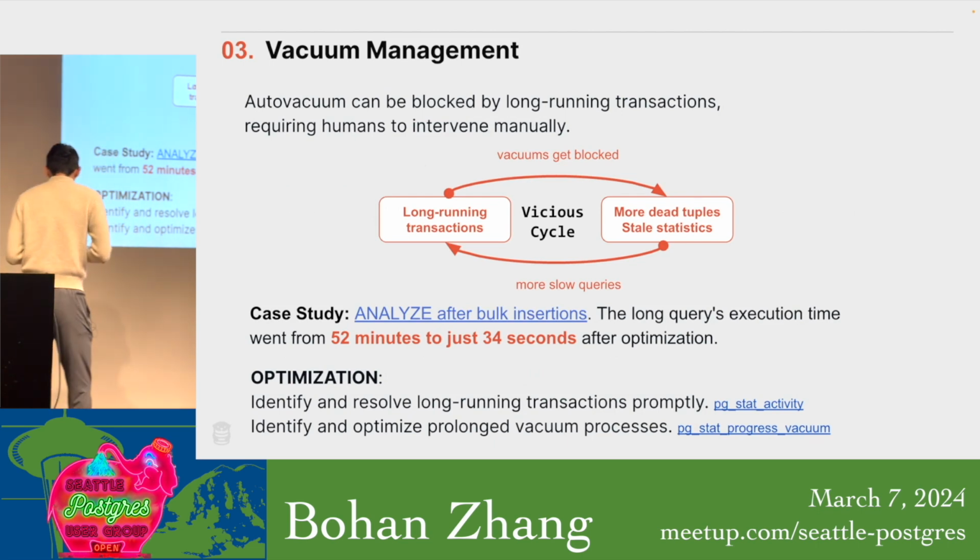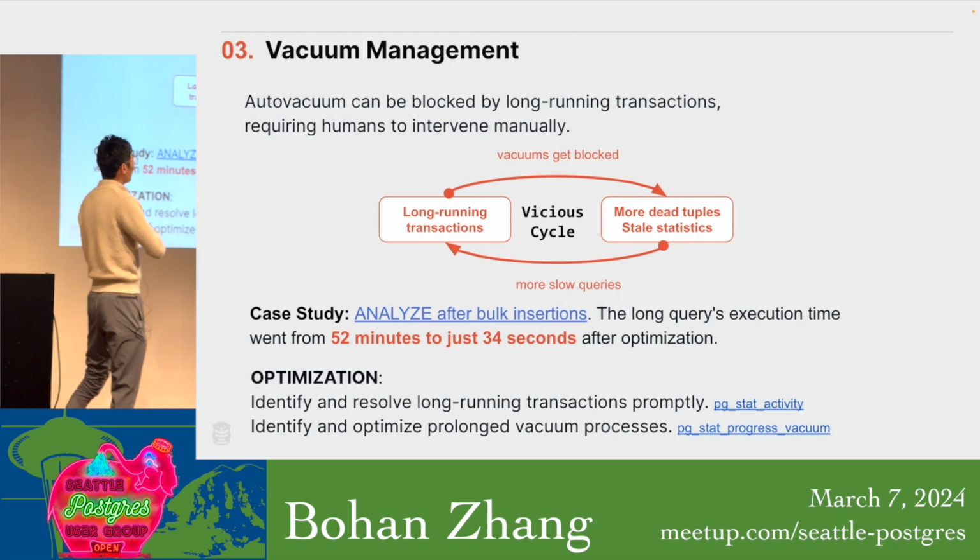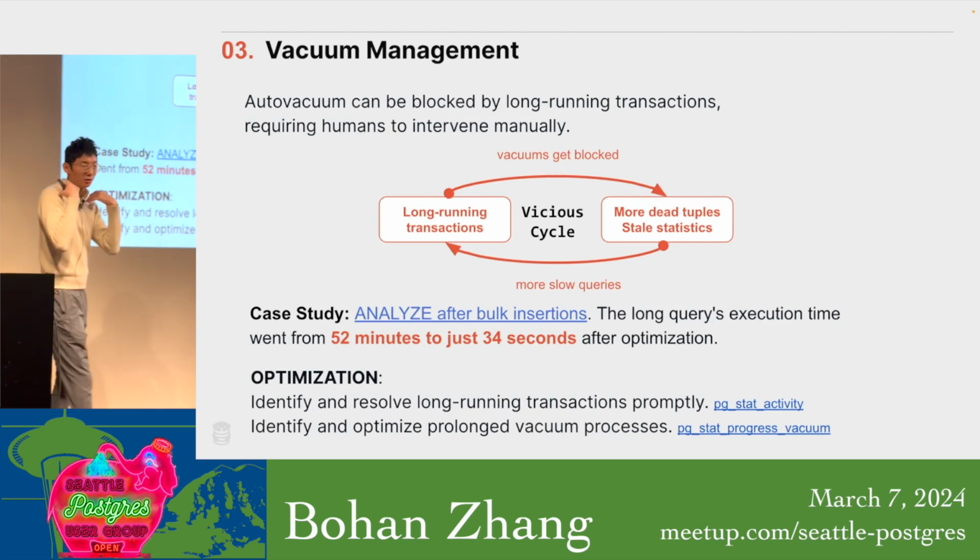Another thing is that autovacuum can be blocked for several reasons. One main reason is long-running transactions. Those long-running transactions will block the autovacuum process from cleaning up the dead tuples. So if you have long-running transactions, the vacuum will get blocked, and it will introduce more dead tuples and inaccurate statistics, and then it will generate more slow queries.